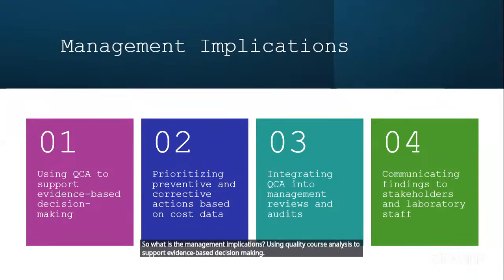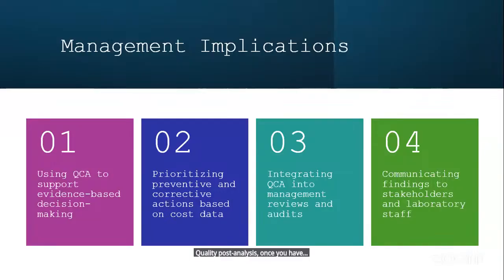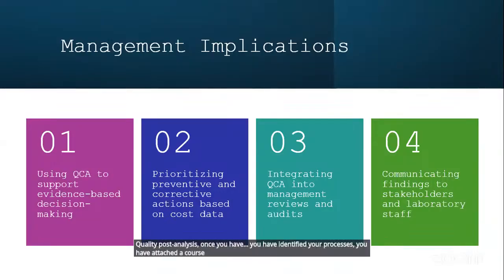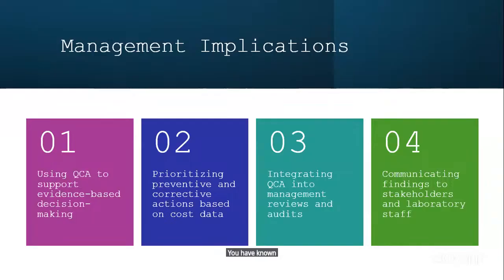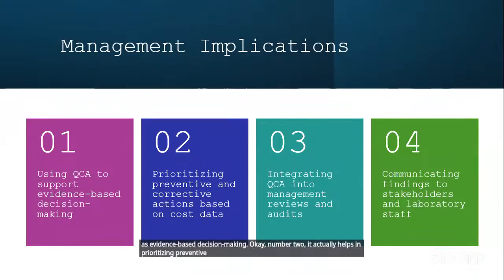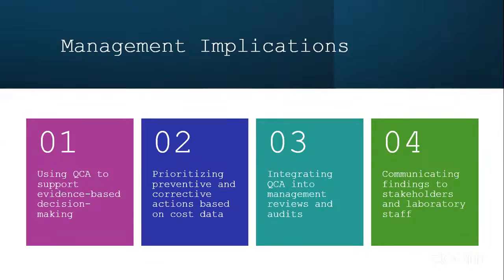Quality cost analysis: once you have identified your processes, you have attached a cost to every process, you know your areas that need action, you actually use that data as evidence-based decision making. Number two, it helps in prioritizing preventive and corrective actions based on cost data. Where there is the highest cost, that cost calls for urgency, that calls for prioritization. A process that incurs the highest cost is what should be focused on first, before you proceed on anything else.